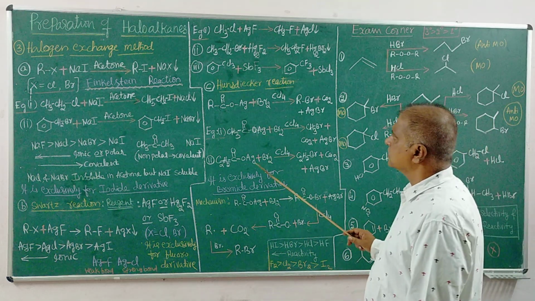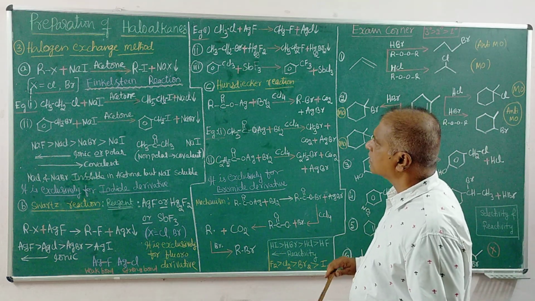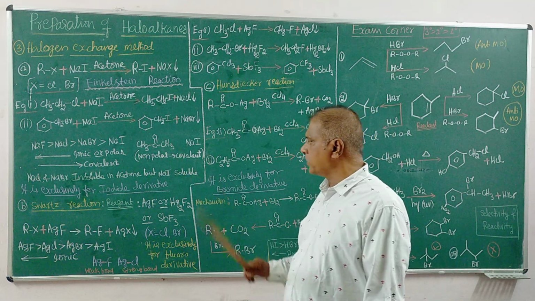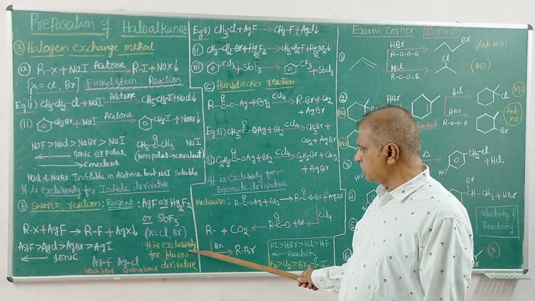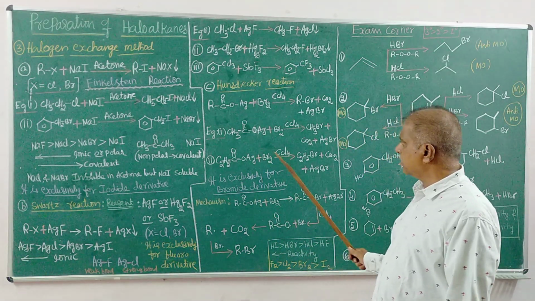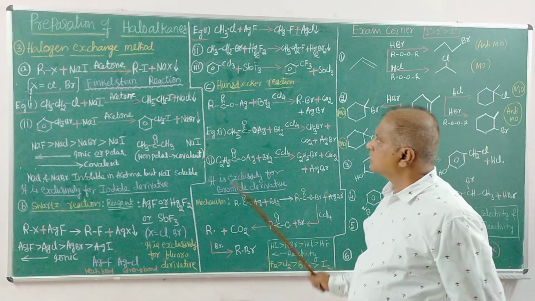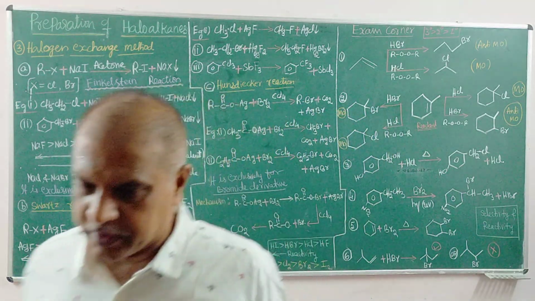So all these reactions are very important in organic chemistry. One is used for preparation of iodo derivatives, one for the preparation of fluoro derivatives, and this one is exclusively for the preparation of bromo derivatives. So this is one, just a minute.